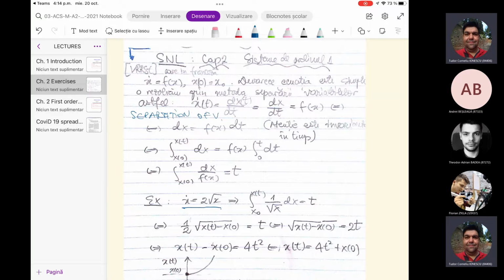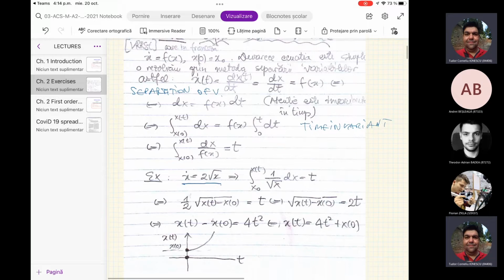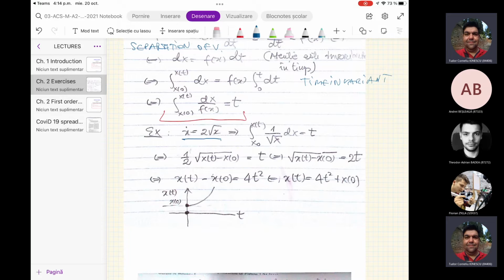Separation of variables. Okay. And this is possible, I was saying here, because this is a time invariant system. That's why we can do that, because the coefficients are constants, okay, are constant numbers and not functions themselves. That's why we can do separation of variables, okay, and reach this value here.